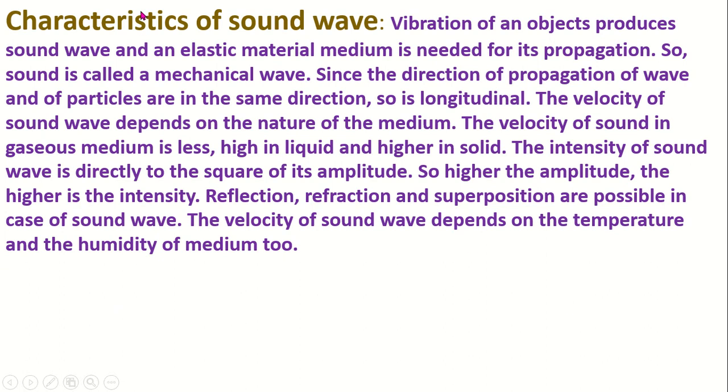Now I will explain characteristics of sound wave. Vibration of an object produces sound wave. Sound is created due to vibration. And an elastic material medium is needed for its propagation. For the propagation of sound, material medium is a must. But for the propagation of light wave, no medium is required. So sound is called a mechanical wave, because mechanical waves are those waves which need a material medium to propagate.